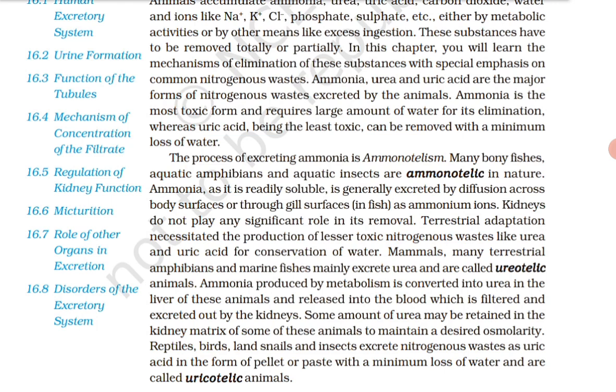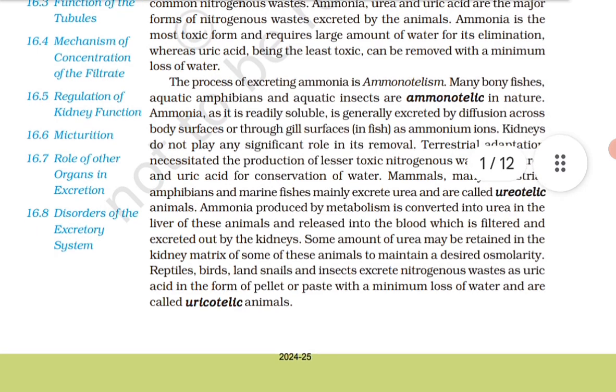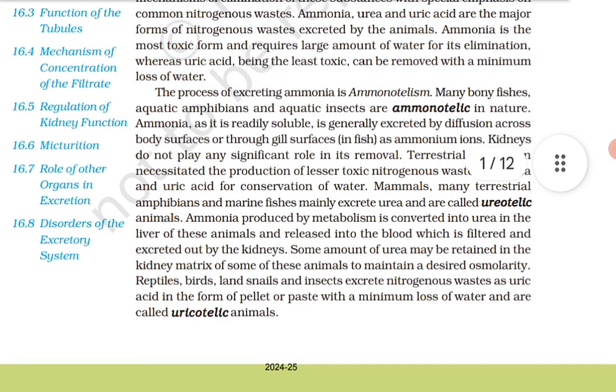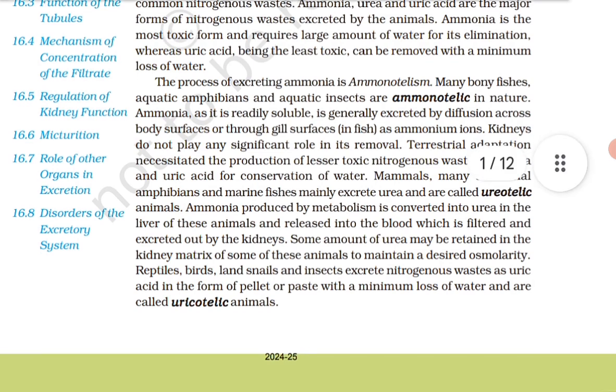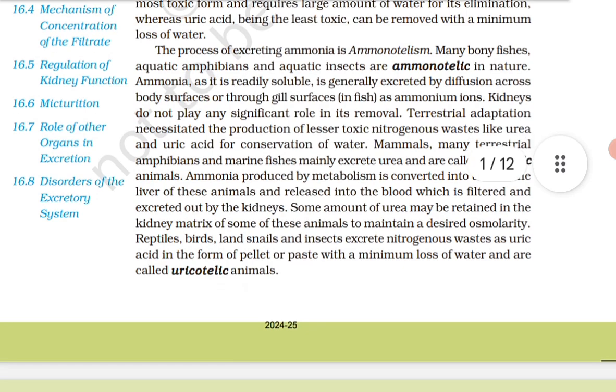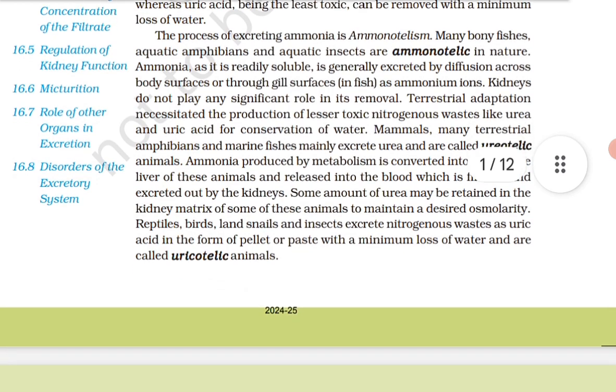Mammals, many terrestrial amphibians, and marine fishes mainly excrete urea and are called ureotelic animals. Who? Mammals, many terrestrial amphibians, and marine fishes. Ammonia produced by the metabolism is converted into urea in the liver of these animals and is released into the blood, which is filtered and excreted out by the kidney.